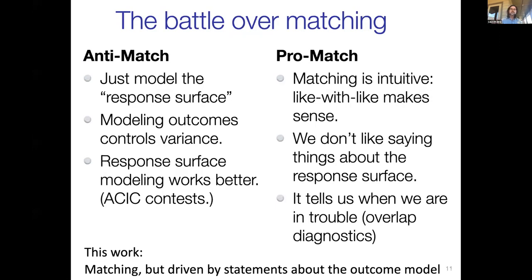And so there's this philosophy that I think this work is really interested in, which is there's this anti-match camp, which says, oh, just model the response surface; matching is inefficient, it's annoying. The ACIC contest constantly shows that just modeling the response surface is way better than matching. And then the matching people, on the other hand, are saying matching is intuitive. We don't like to say things about the response surface. We don't like to use the outcomes. Matching tells us when we don't have overlap. What's interesting about this work is it's matching fundamentally. We're not using the outcomes in the process, but it's driven by statements about the outcome model in a very explicit way. And there's something quite pleasing about that.